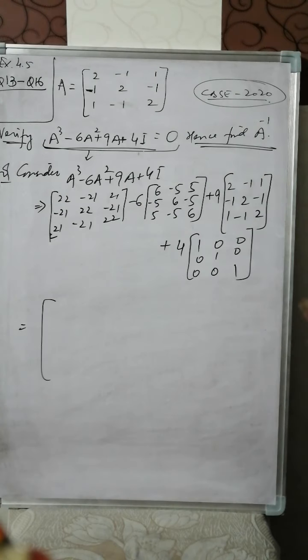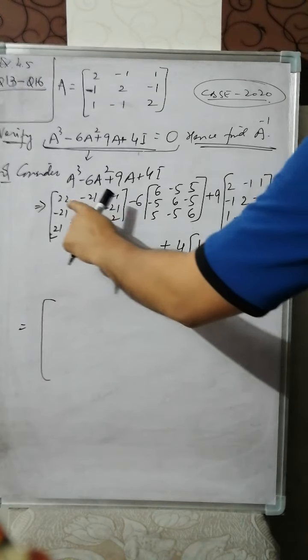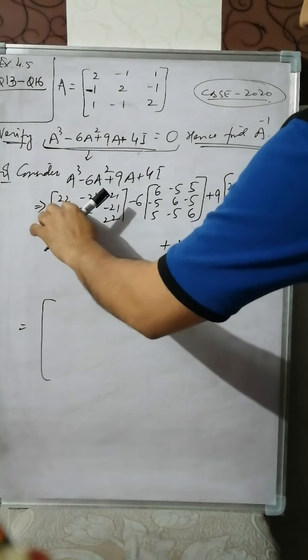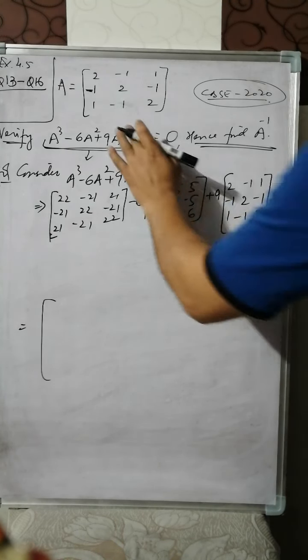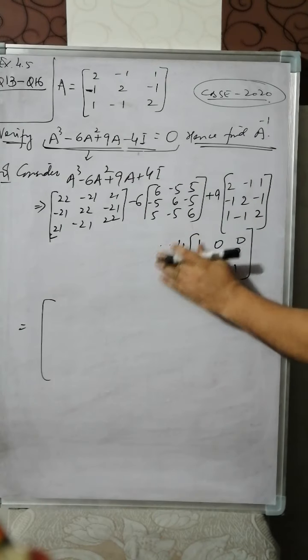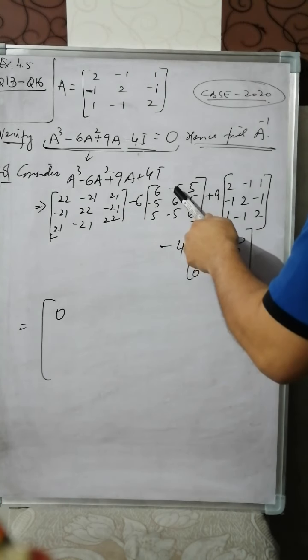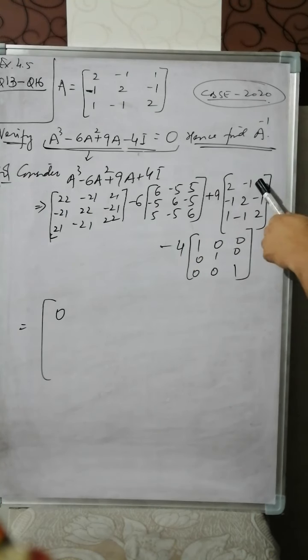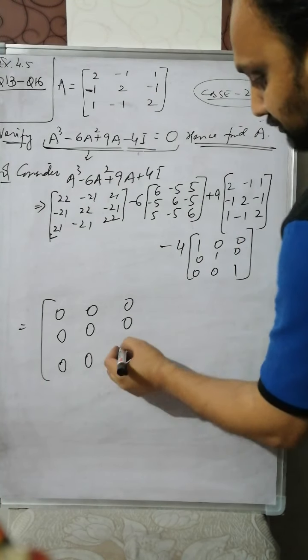कितना हो गया हमारे पास, -14 + 18 + 4, राइट. So this is what 22 - 30 is, -14, plus this is 18 + 4, and I think it should be minus in the question. Yes, it is -4I. So -4 will make it what, a 0. -21 + 30, this is 9 - 9, 0. So once you solve it, all the entries will be 0 0 0.